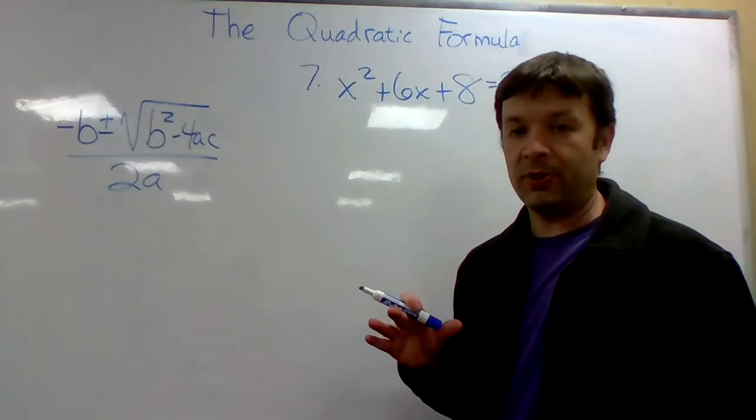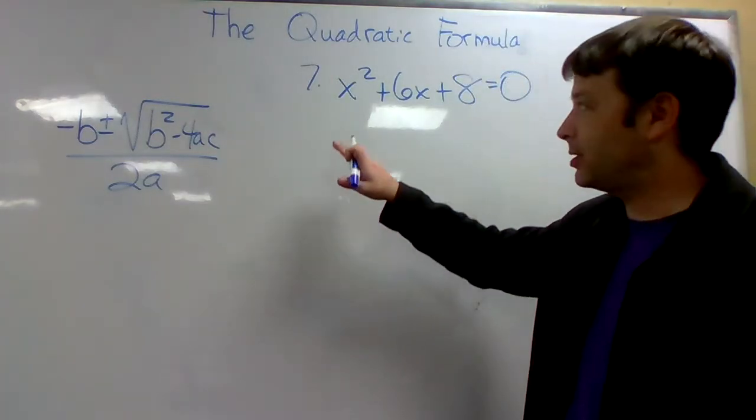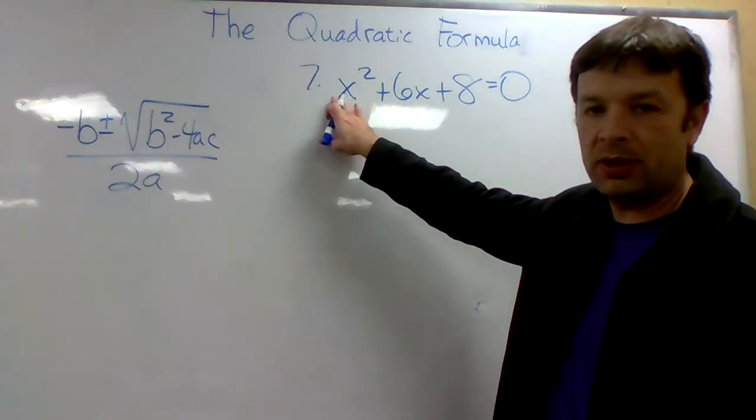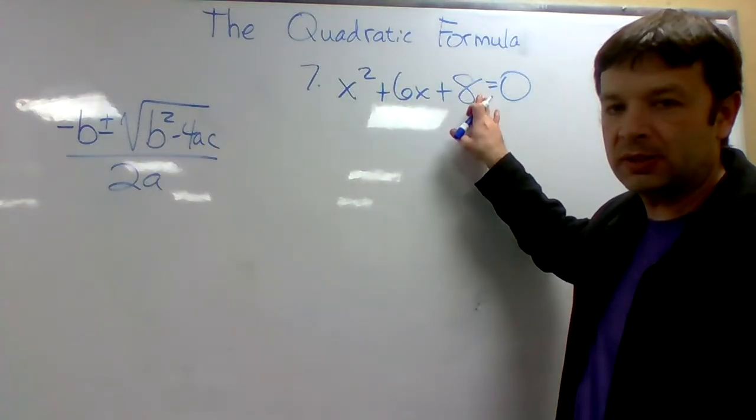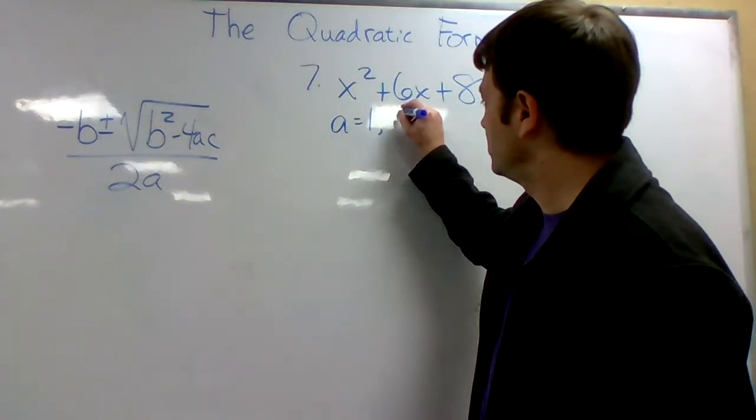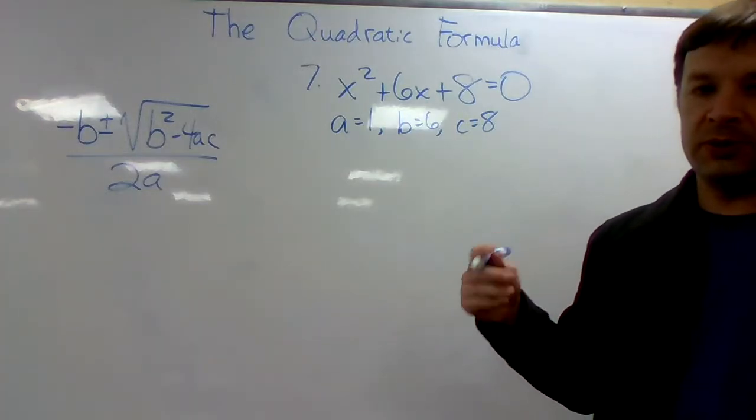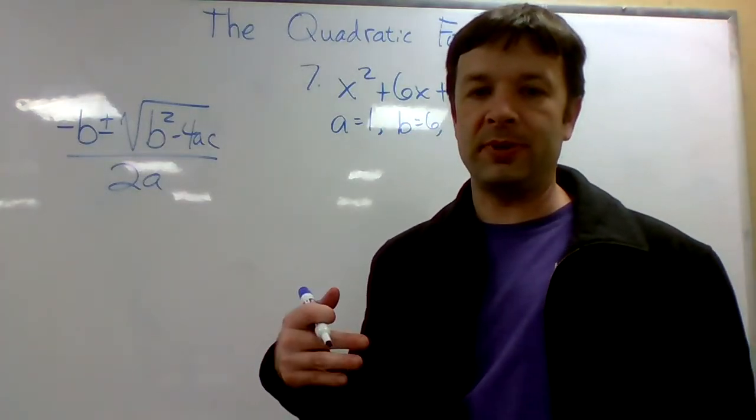So we're going to start with number 6. We're going to say, what's my A, B, and C? And they wrote it nice and neat for us. So A is 1, B is 6, C is 8. Now I haven't actually used this to solve a problem yet, so this will be the first time.